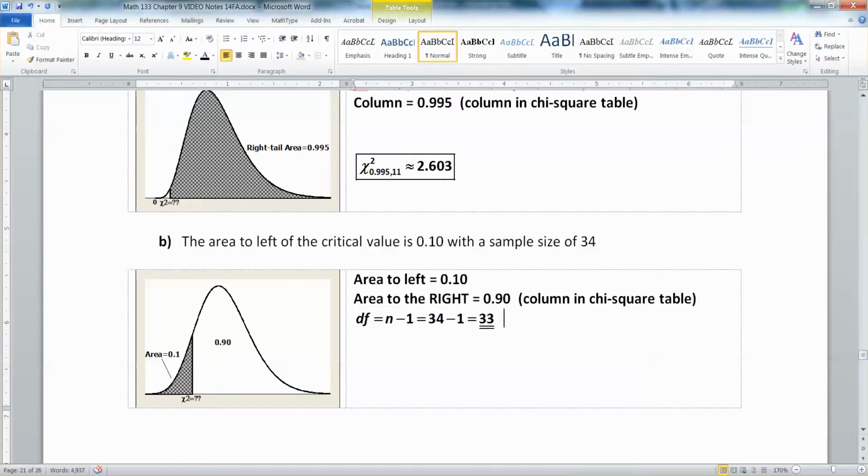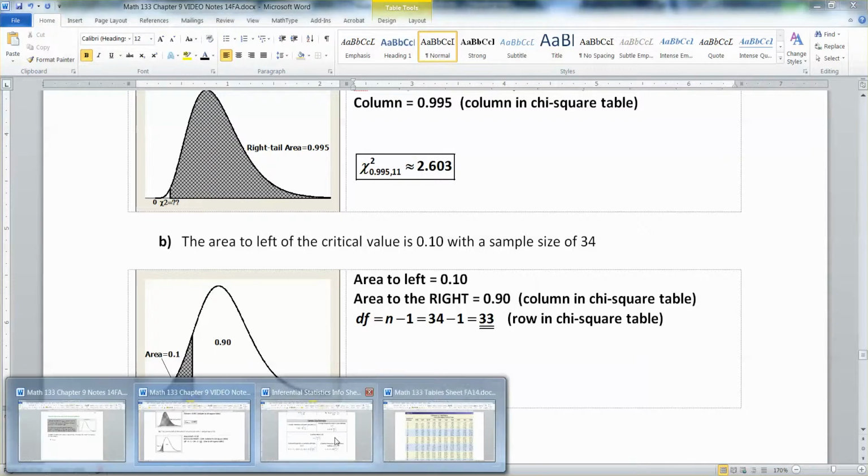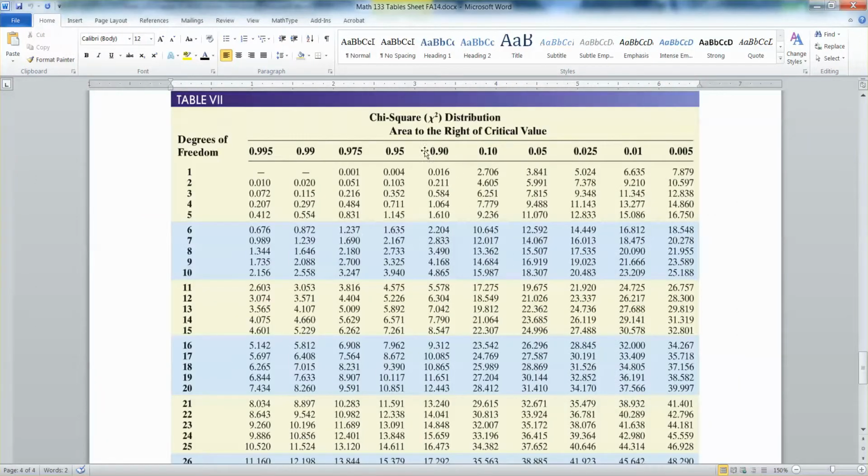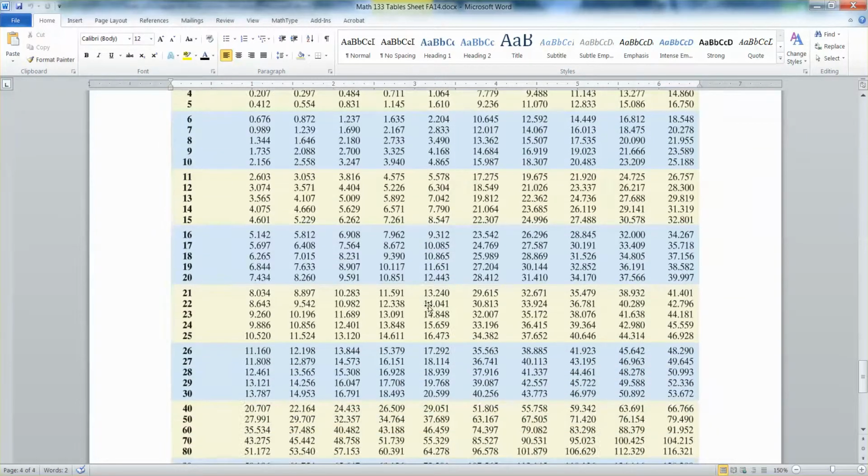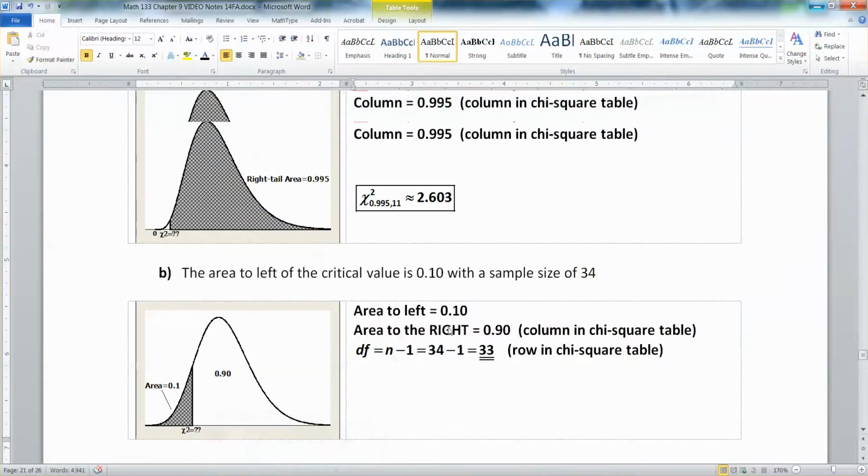There, I had to put it like that. Okay, so this is the row in the chi-square table. All right. So then I'm going to go to my table. I'm going to go to the 0.90 column because that's the area to the right. And I'm going to go to the 33 row.